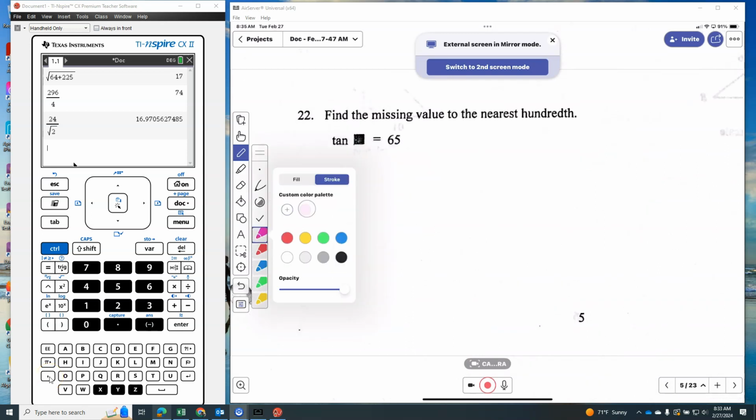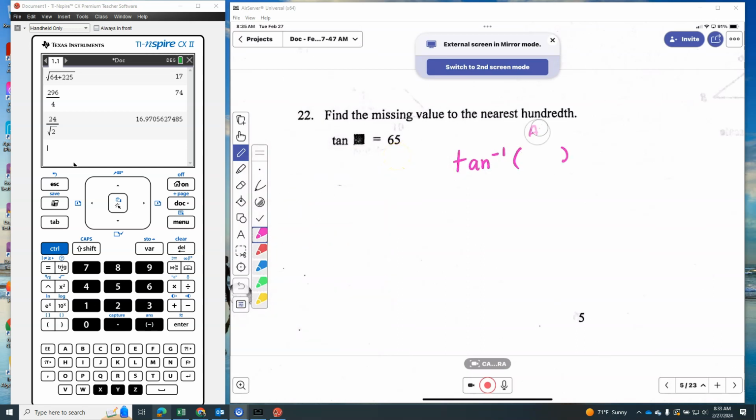In this problem, we're missing the actual ratio. So in this case, you have to use the inverse tangent. And what goes in here is the angle. So the angle is 65. And so to find the ratio, because that's what you're trying to find, you go to your calculator, go to trig. Now tangent, cosine, sine, these are the normal trig functions, but you want the inverse tangent. And so this is accepting the angle. So you type in the angle, 65, and then you have the ratio.